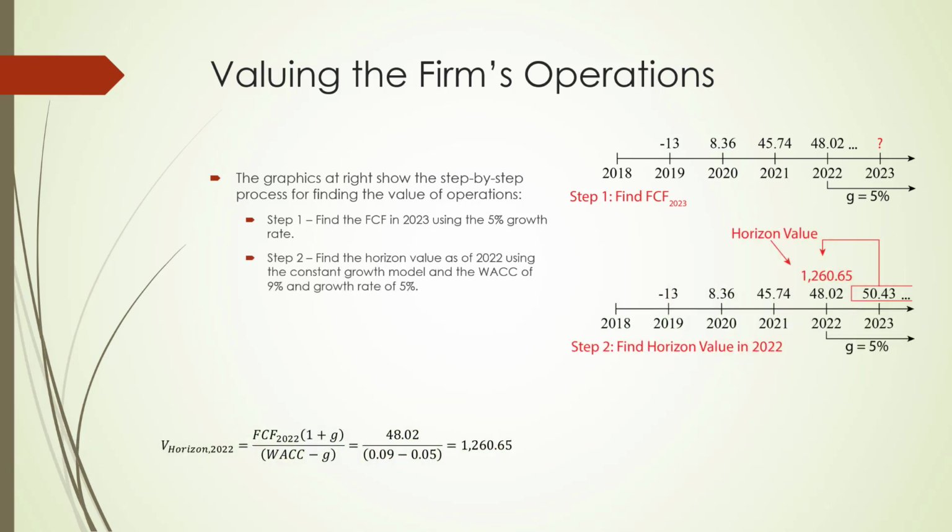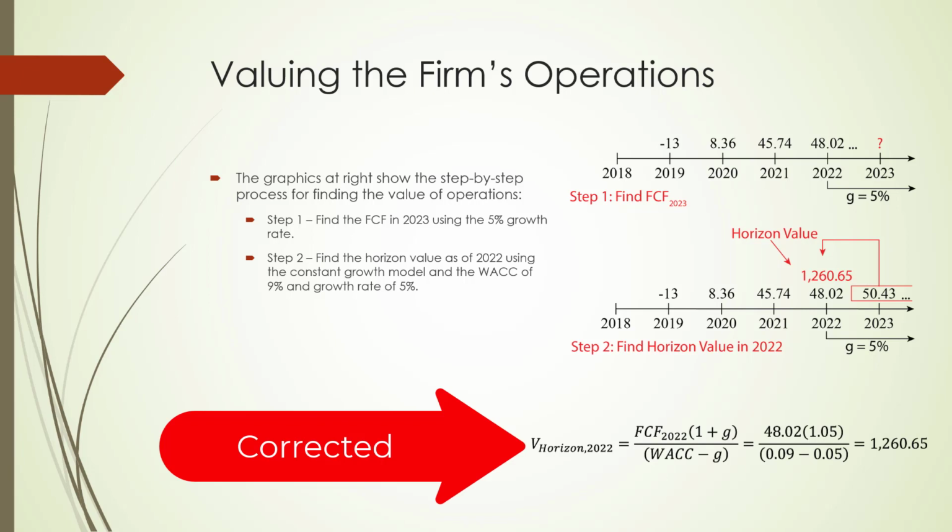And so here you can see that, so it's going to be the, oops, I've screwed up my little equation here. It should be 4802 times 1.05 divided by 0.09 minus 0.05. And that will give us the 1260.65. Now, what the 1260 is, that's the present value of the free cash flow in 2023, and the free cash flow in 2024, and the free cash flow in 2025, and so on out to infinity. So that's the present value as of 2022 of all of the free cash flows from 2023 out to infinity.